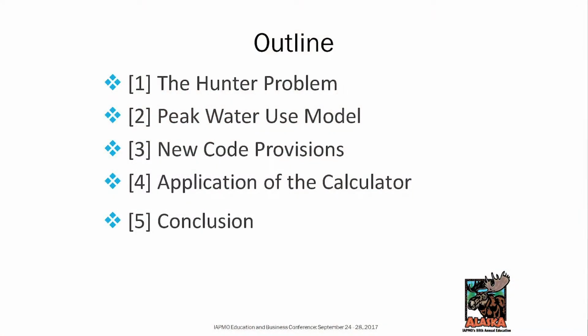But today's outline: we're going to look at the Hunter problem. We're going to look at the peak water use model, what the new code provisions are saying, and the code provisions have been balloted and approved by the Plumbing TC. So it looks pretty good as far as going into the appendix for the 2018 UPC. And then we're going to hopefully spend most of our time in the application, how to use the calculator, and then some conclusion comparisons with the way it's being done today versus using the calculator.